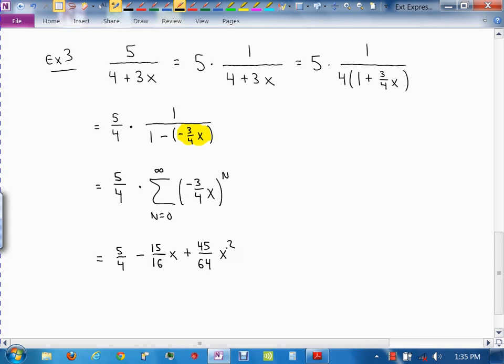Again, on all these problems, you could be asked for the radius of convergence and interval of convergence. I'm not doing any of that because that was homework from last class.